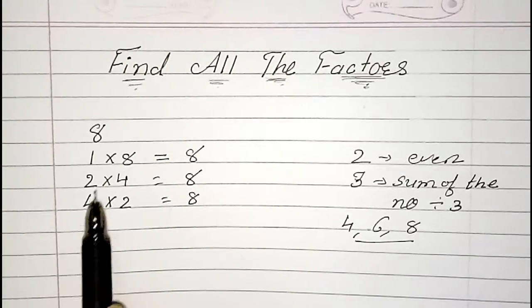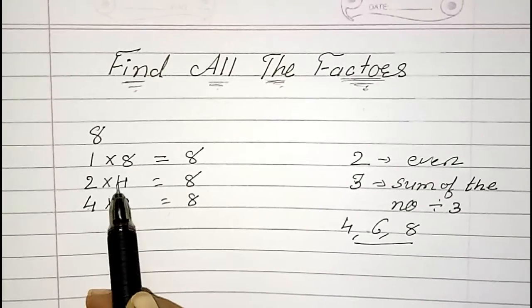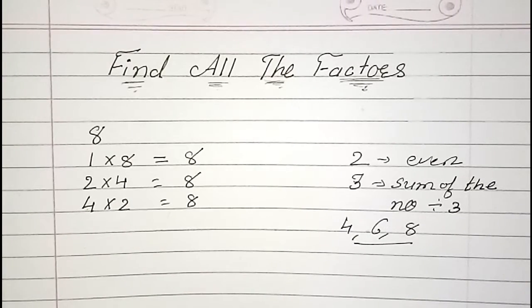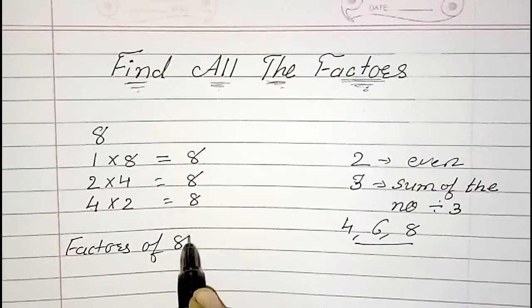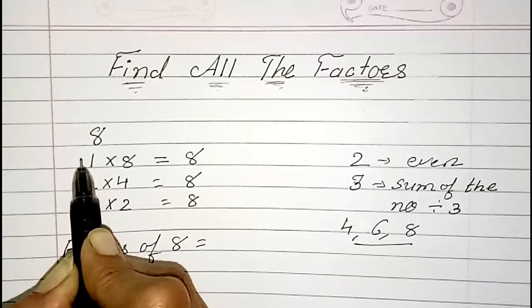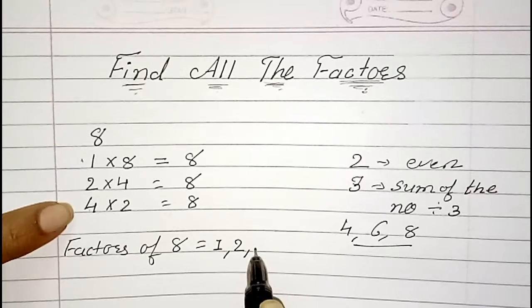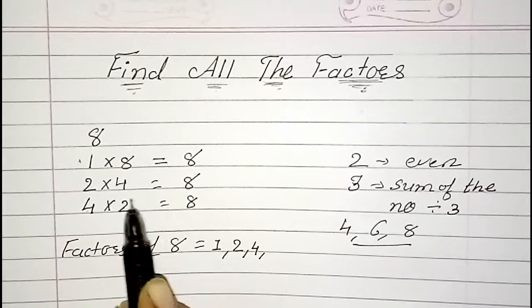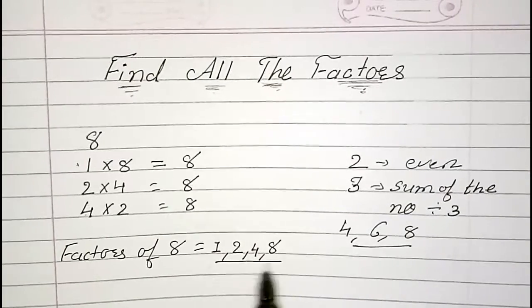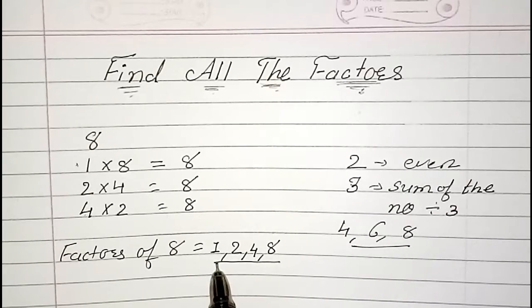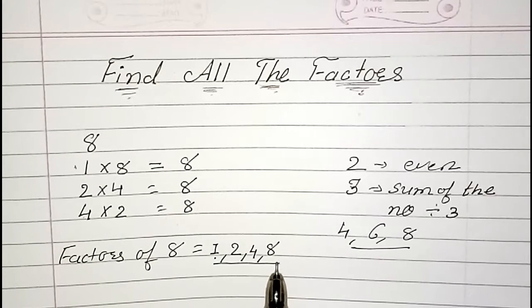Now here, whenever the same number repeats, that time we have to stop. 2 fours are 8 and 4 twos are 8, so stop, and then we will write. Factors of 8 is equal to, we will start from here, 1, then 2, then 4, 2 is already here, 4 also is there, so now 8. So these are the factors of 8. The smallest factor of any number is 1 and the greatest factor is the number itself.